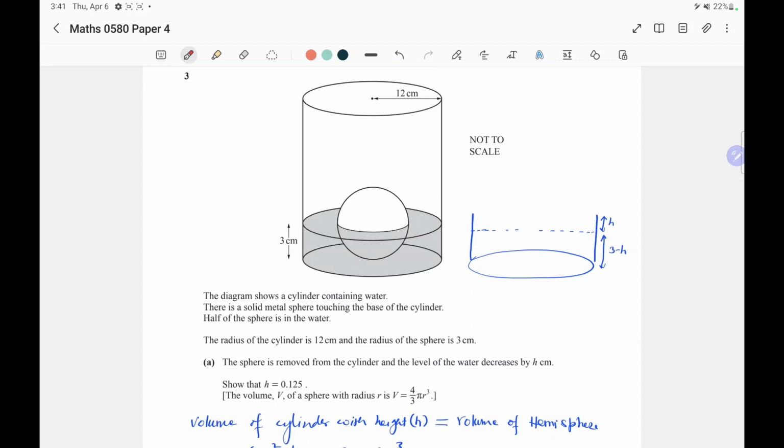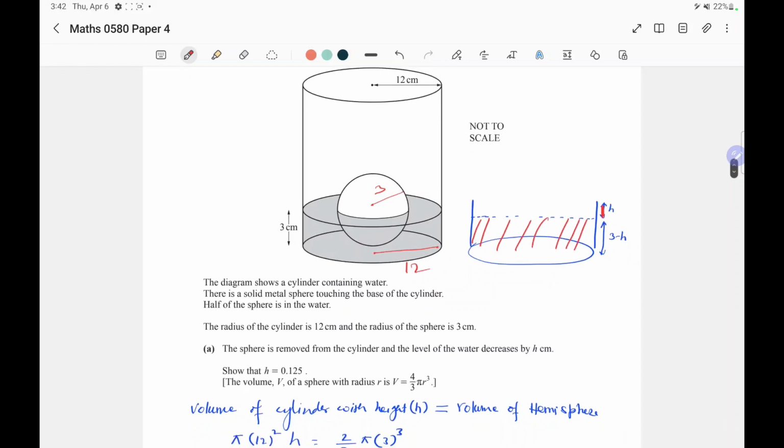The radius of the cylinder is 12 centimeters. Radius of cylinder, right? Okay, it means they're talking about this one. So there's 12 centimeters, and the radius of the sphere is 3 centimeters. So this one is 3 centimeters. Okay, that's fine. The sphere is removed from the cylinder and the level of water decreases by h. So I tried to explain this story here. If you remove this sphere, then your water level will drop down by this height. Okay, now the question says show that the height is this.